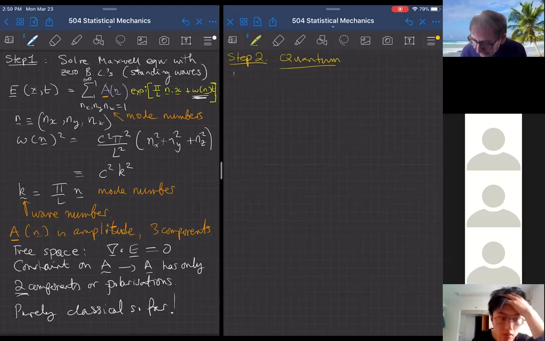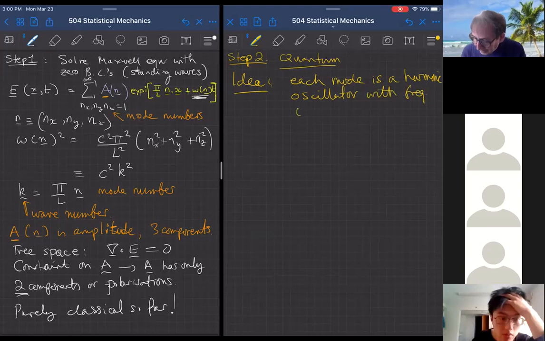So basically, the basic idea is that each mode is a harmonic oscillator with frequency omega, which is omega of n. So you tell me what mode it is, I can tell you what frequency it is, and then I just say, well, that is an oscillator with that particular frequency. And so then I can compute the energy of that mode.